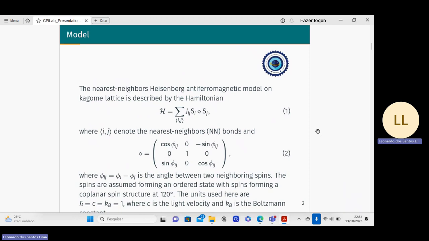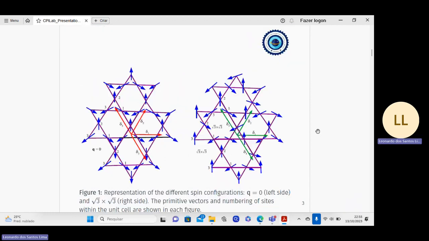The nearest neighbors Heisenberg antiferromagnetic model on kagome lattice is described by the Hamiltonian, where I have the matrix given in terms of the phase angle between the two neighbor spins. The spins are assumed to form an unordered state. The spins form a coplanar spin structure at 120 degrees. The units used here are: the Planck constant equal to the light velocity and the Boltzmann constant equal to 1.